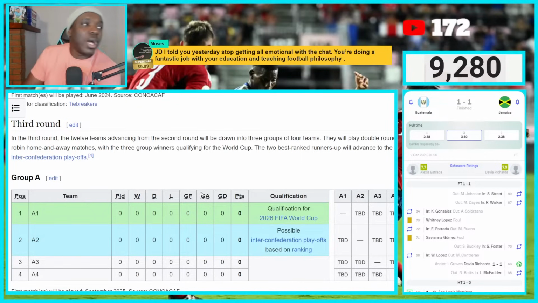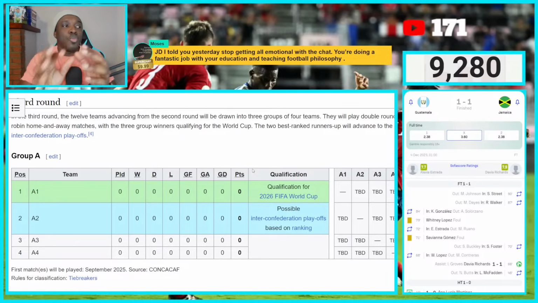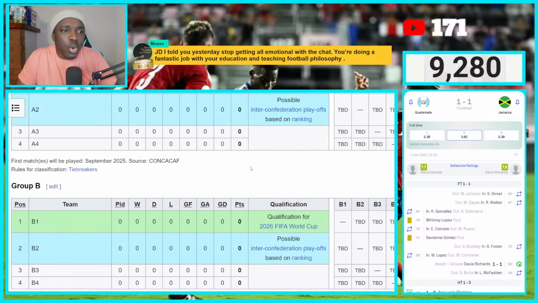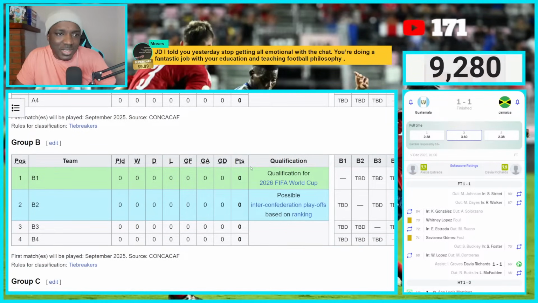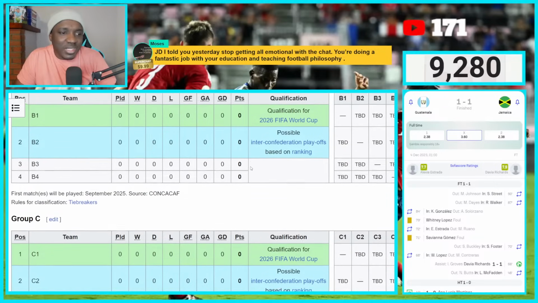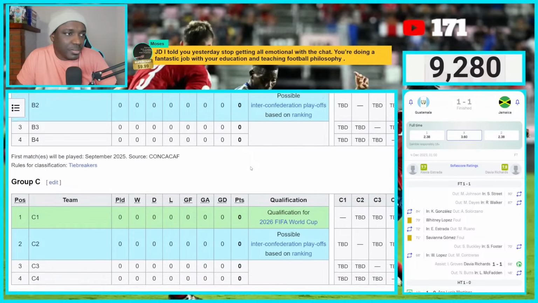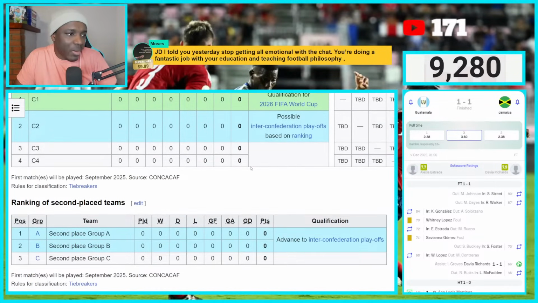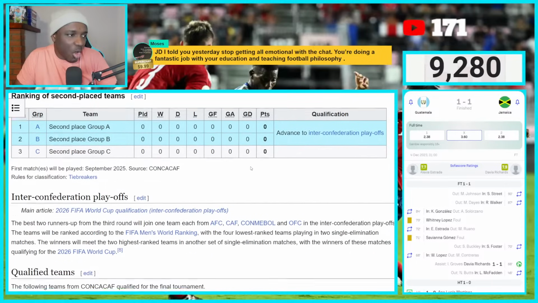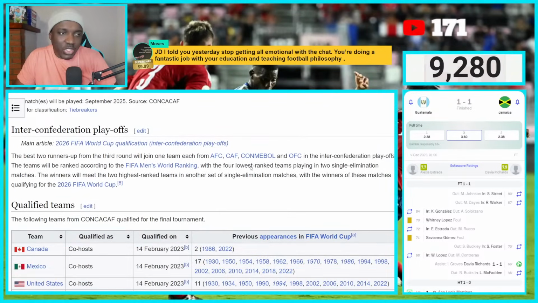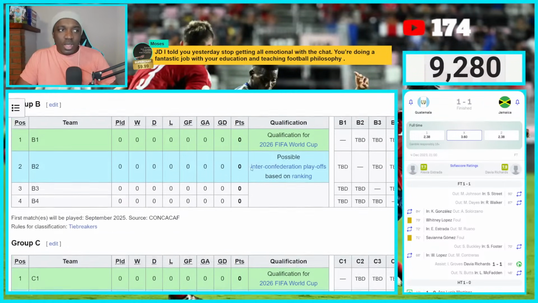All right, so this is how it looks. They said Group A1 and A2 qualification for 2026 World Cup, interconfederational playoff possible. So that's what they are saying. But I wanted them to give me more information as to how they would have placed the teams. That is what I'm not getting. I'm going to do some more research on the third round.